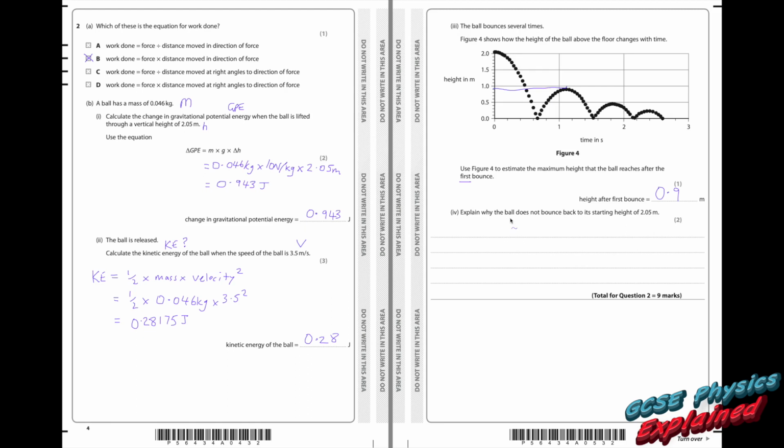Part 4. Explain why the ball does not bounce back to its starting height of 2.05 meters. Well, the answer is always the same. It's lost energy. Now it's worth 2 marks, so see where the energy's gone. It goes to the surroundings. If it was worth 3 marks, you could say it's turned into sound. One mark, 2 marks. If it was worth 3, that's what you'd get for your 3rd mark.